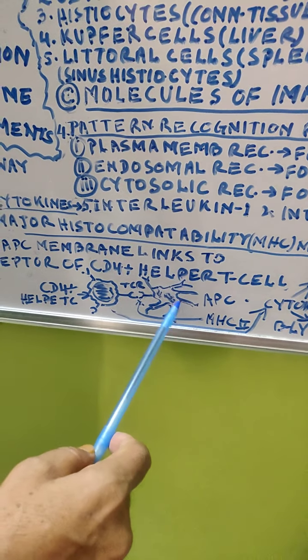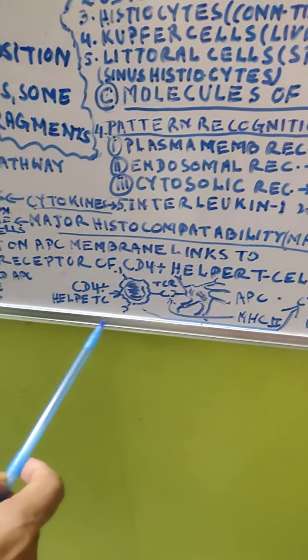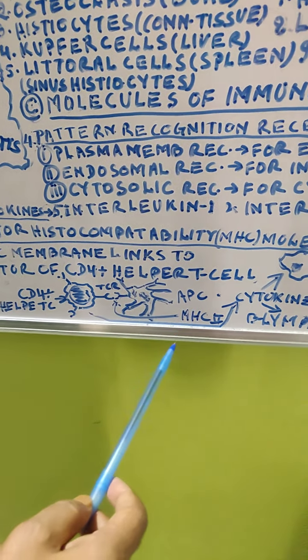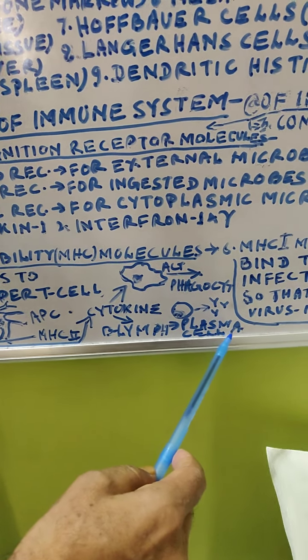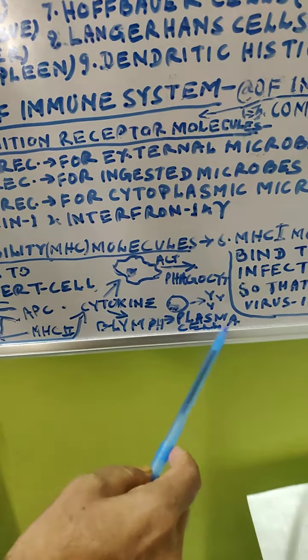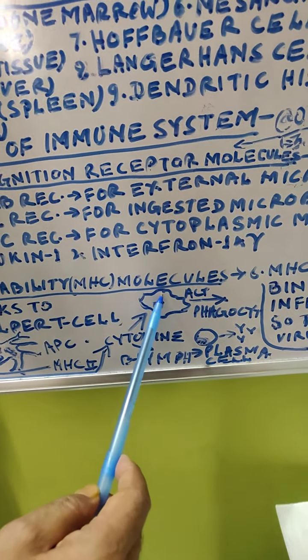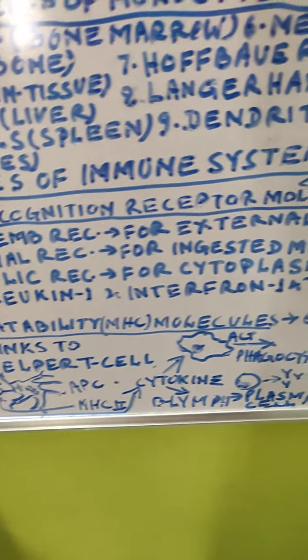On one hand they activate the B lymphocytes to be converted into plasma cells to produce antibody, and on the other hand they activate the macrophages for phagocytosis. That's all for today, and in the next lecture we shall discuss the further subtopics.